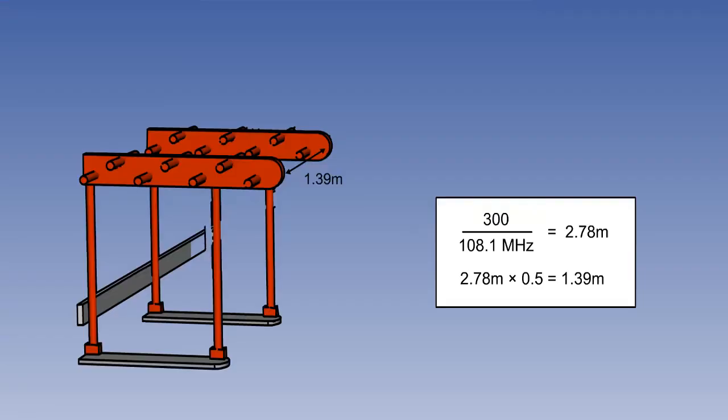Given that ILS systems transmit between 108.1 and 111.95 MHz, if we take a signal at 108.1 MHz, we can calculate the wavelength as 300 divided by 108.1, which gives 2.78 meters. So, the antennae should be spaced at 1.39 meters.